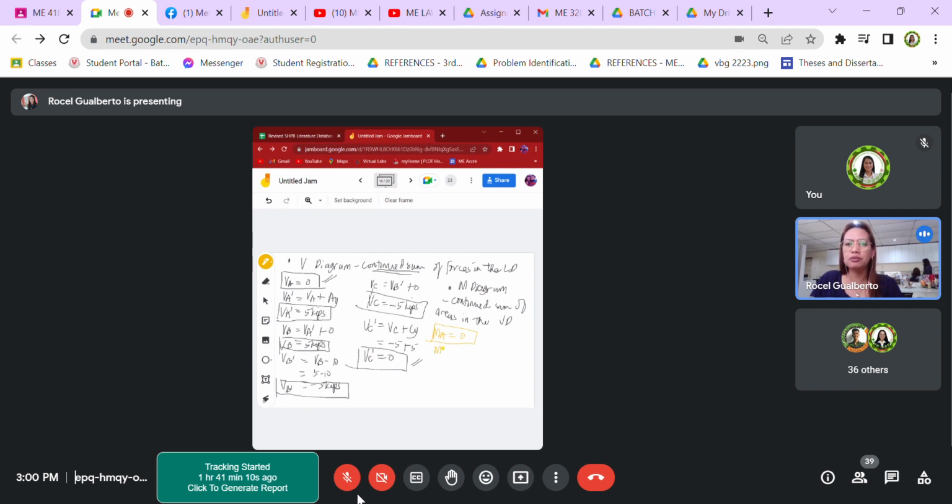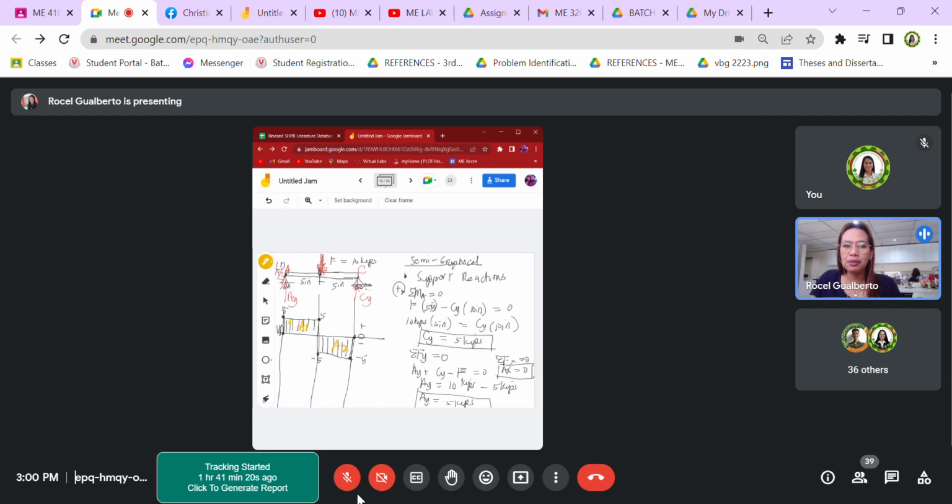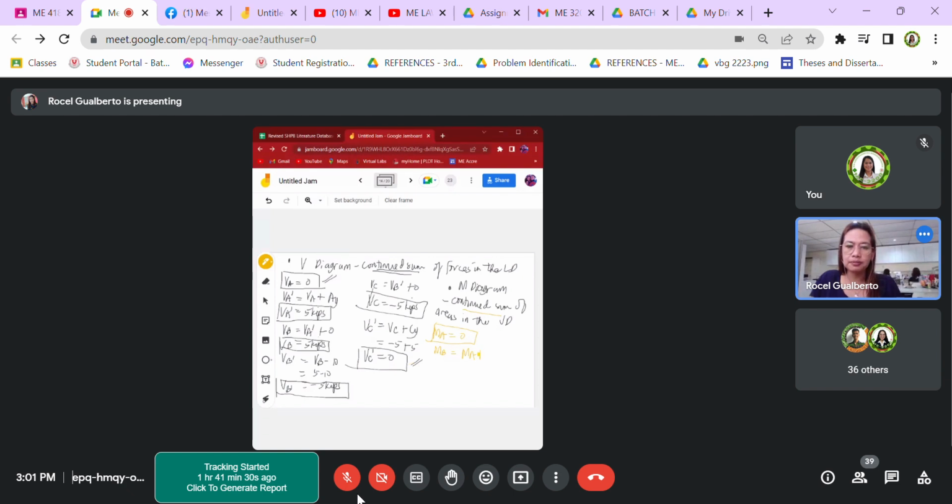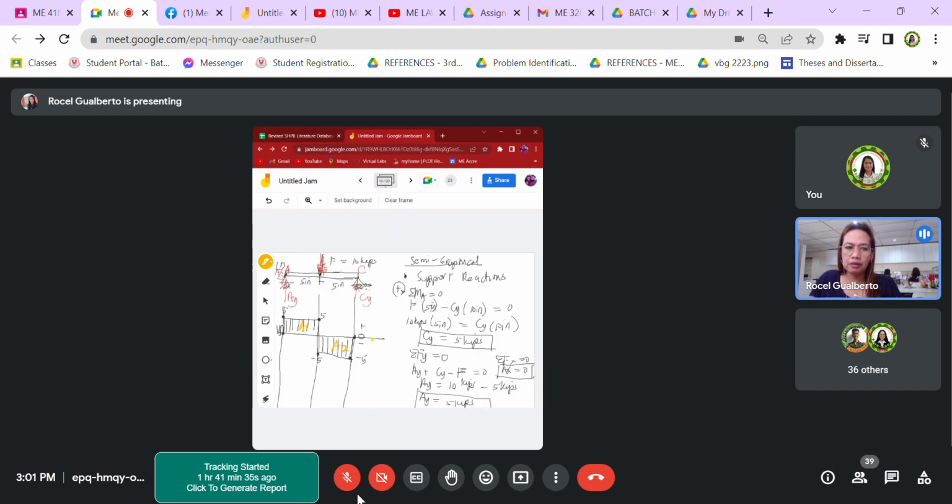So, you go now to moment at B. Since it is a continued sum, we start from moment at A. What do we add? In between A and B, is there an area? Yes, it is area 1. So you add area 1. Area 1 is a rectangle, so the area is base times height. Base is 5 inches and height is 5 kips.